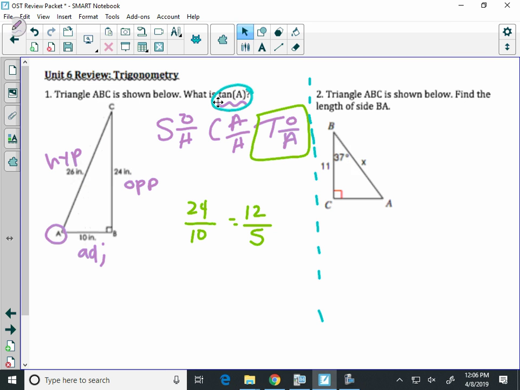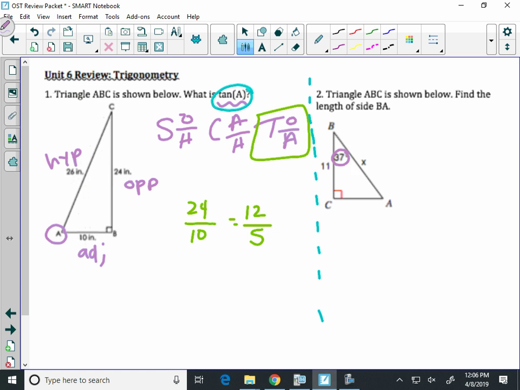So if we take a look at number 2, we want to find side AB, which is that side right there marked with X. If it wasn't marked with X, I would mark it. What are we going to use to find that missing side? Are we going to use trig or the Pythagorean theorem? Notice I have a right triangle. Trig. Why can't we use Pythagorean theorem? They only gave you one side, so you have to know at least 2 sides to use the Pythagorean theorem. We only know one, so we have to use trig.